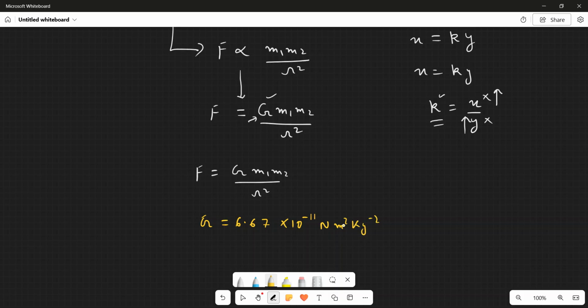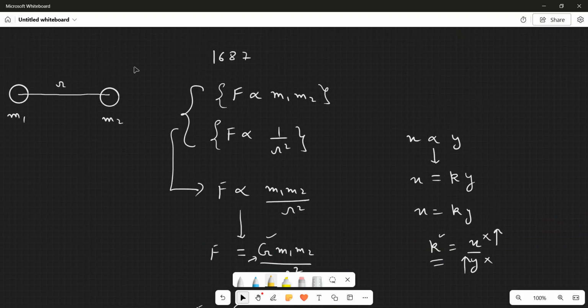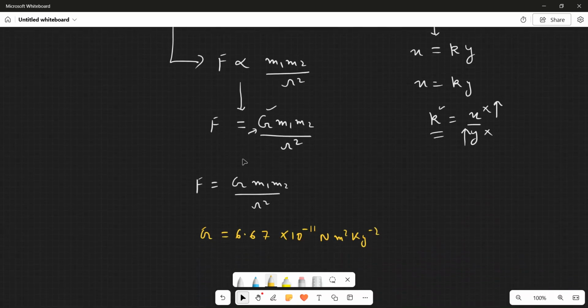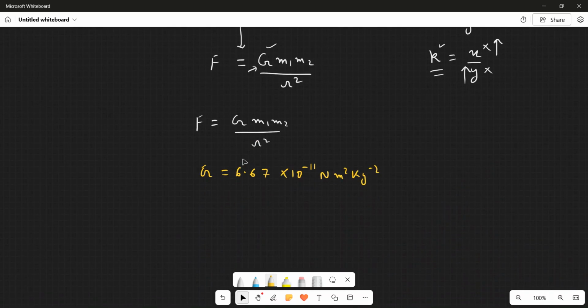This is its value. Now, important points to remember here: unlike the electrostatic force, this gravitational force is independent of the medium between these two particles. Whether these two particles are kept inside water, the gravitational force remains the same. Whether these two particles are kept in a vacuum, the gravitational force remains the same. So this is the first point to be remembered.